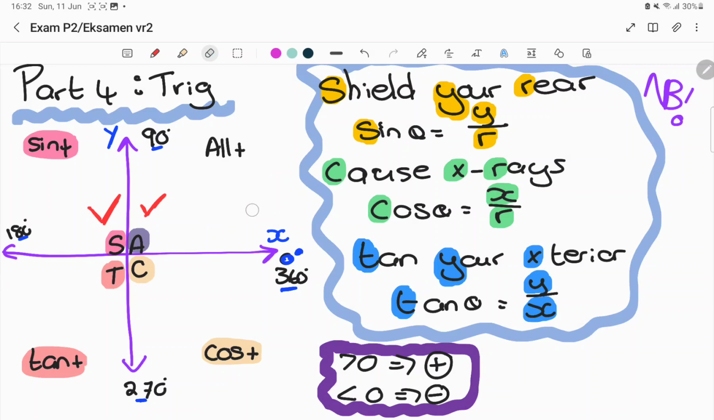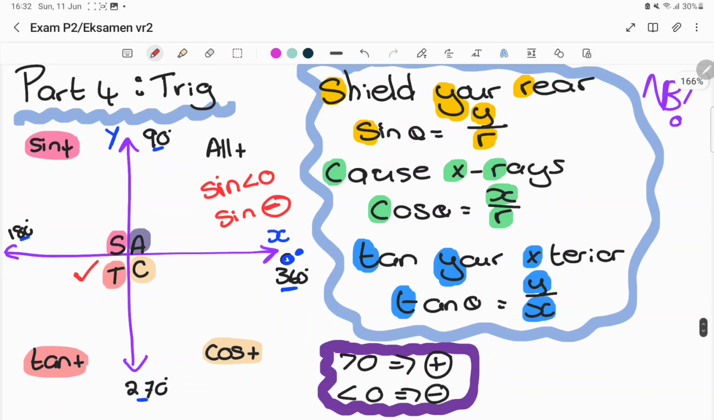Alright, if I say the opposite, so sine is less than 0, it means that sine will give me a negative value. So where is sine negative? In my tan, in my third quadrant, and in my fourth quadrant with cos. Alright, this is the theory aspect you need to know, you need to study. Otherwise you're not going to come right with it.